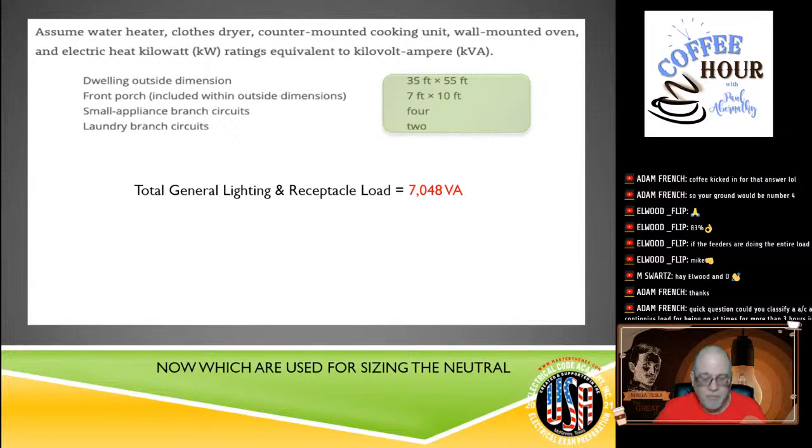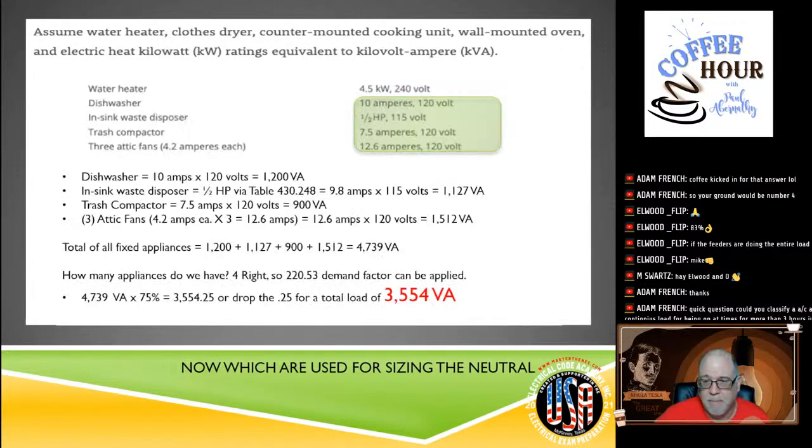All right, now here's the easy part about this. You've really already done the work for most all of these. You just go back and look at what your values were for your standard method for the most part. So in this case, we had 7,048 for our general lighting and all of our small appliances and laundries. Remember, they're all neutral loads, so that value, you write that down, 100%, it counts, okay?